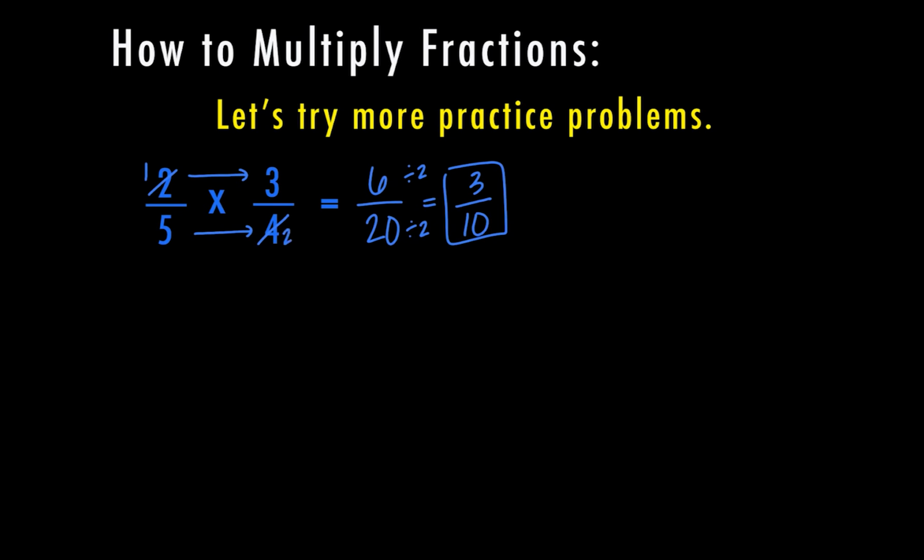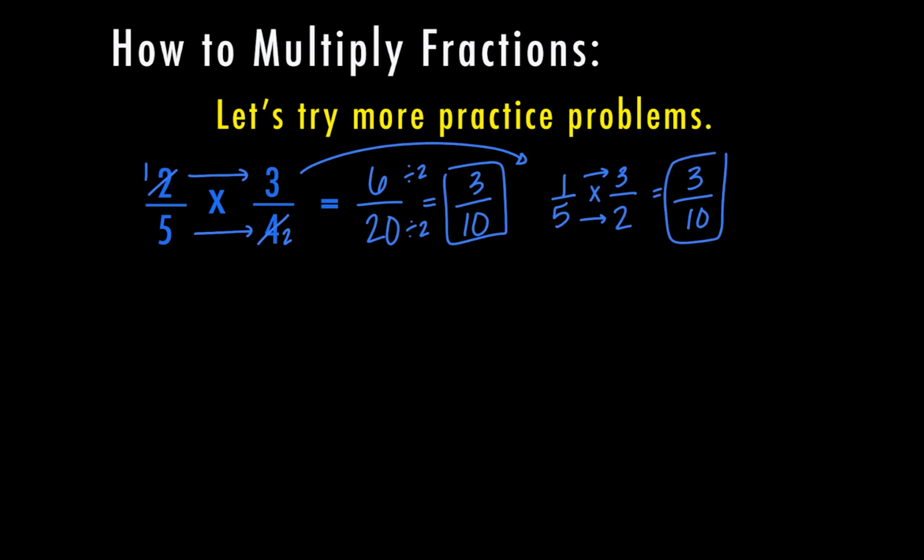I do recommend anytime you're going to reduce in the problem that you rewrite the problem before you multiply, just so you don't multiply by the wrong numbers. 1 times 3 is 3, 5 times 2 is 10, so we end up with the same answer either way.